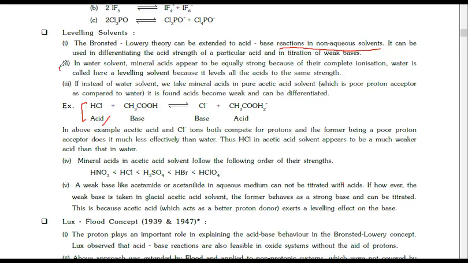So just focus on the second concept. As I said, in water solvent, mineral acids are equally strong because of their complete ionization. Water is here as a leveling solvent because it levels all the acids to the same strength. Got it? That's what I said. I hope all of you understood the basic concept. It's just a theory. You understood this or no?